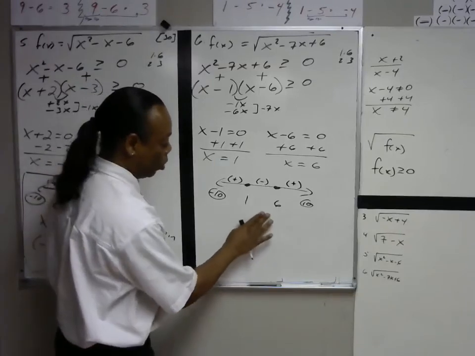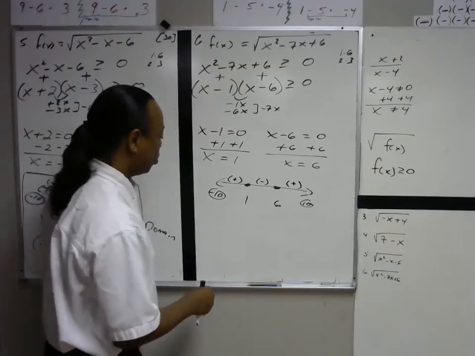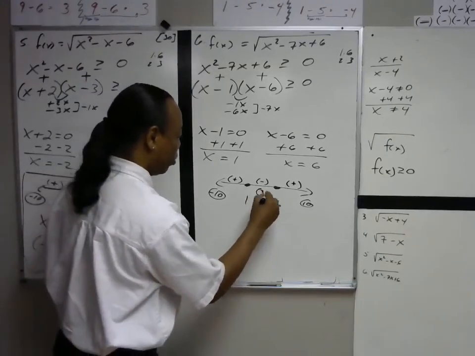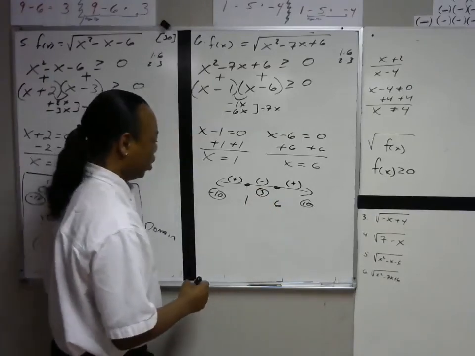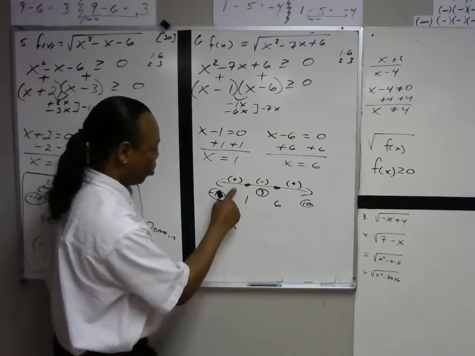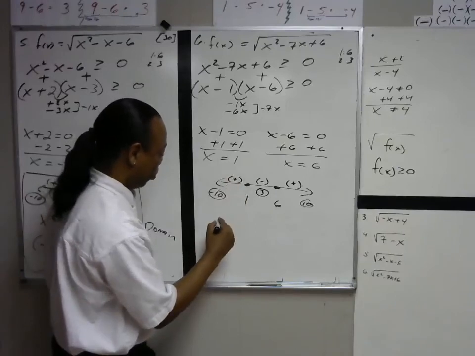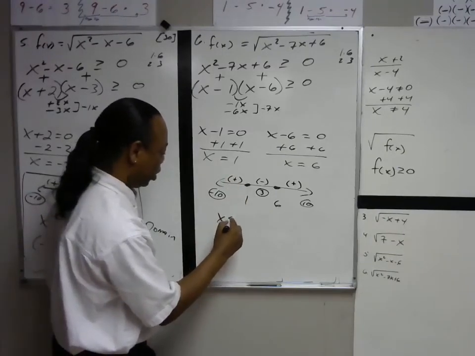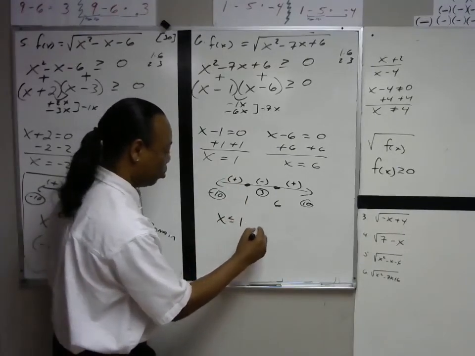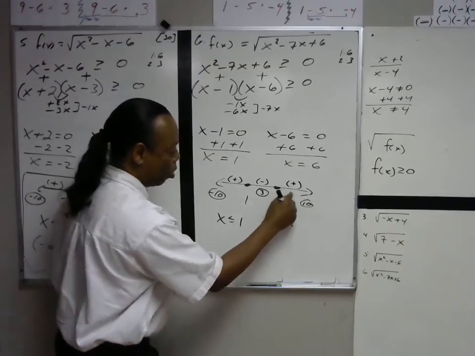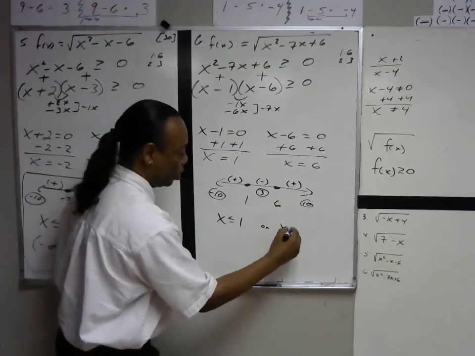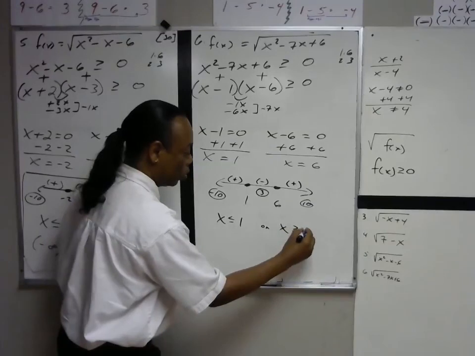Okay, let's get the test point out of the way. All right, so let's put it a little higher. All right, so this right here, this is the positive part, can be represented by x is less than or equal to 1. And this part right here can be represented by x is greater than or equal to 6.